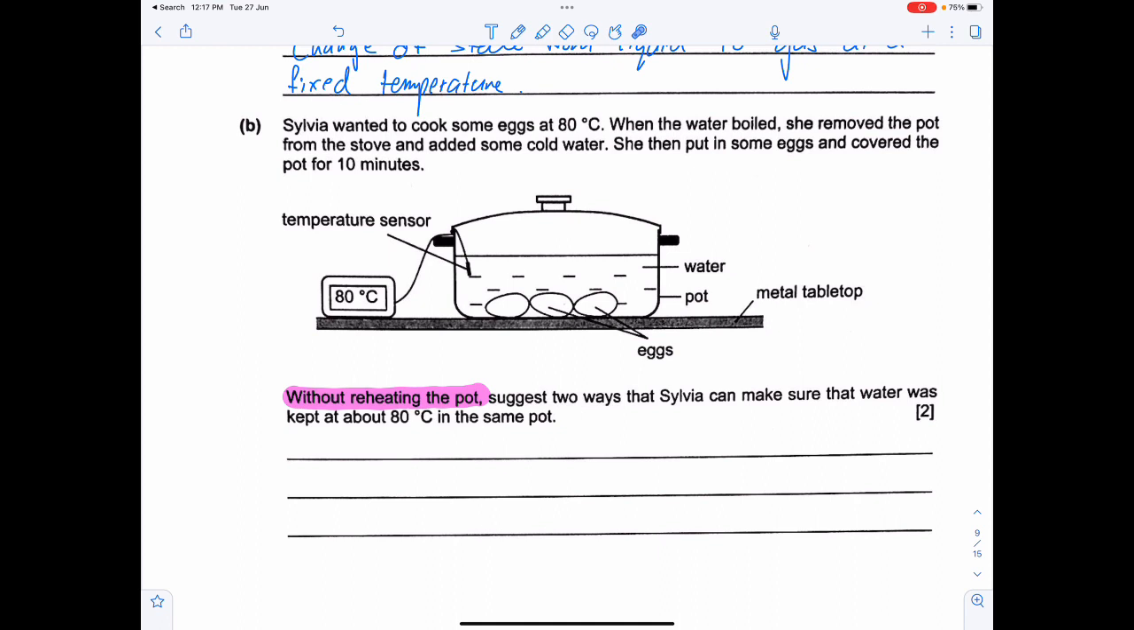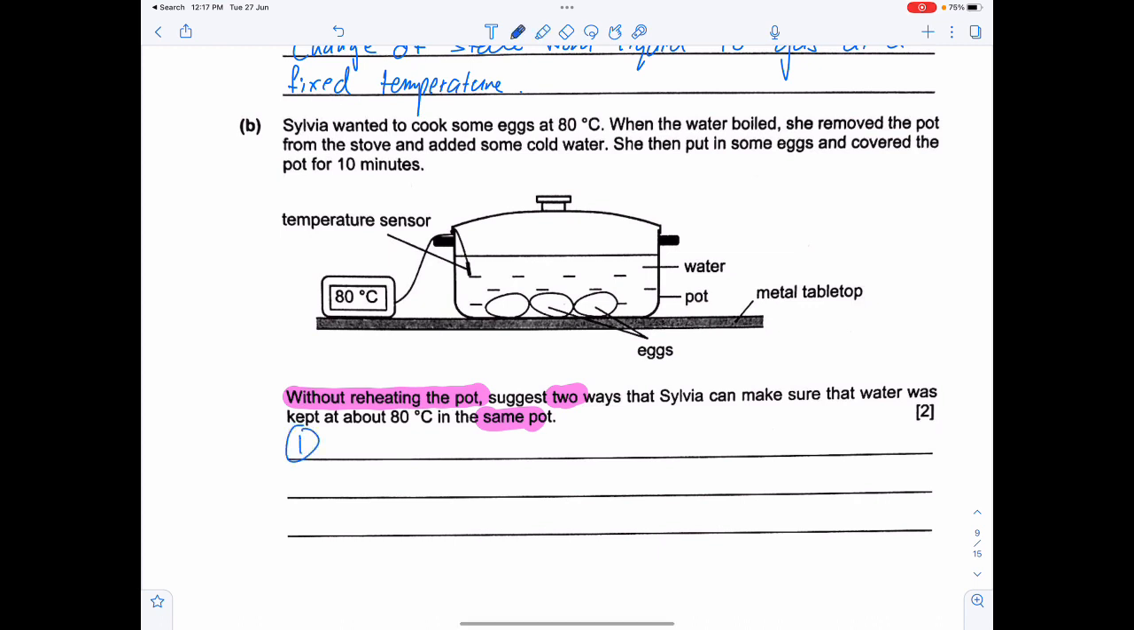Okay, suggest two ways, and they're asking for two ways. Many of you wrote one way for some strange reason. Make sure the water was kept at 80 degrees Celsius in the same pot. So you cannot even change the pot. Some of you say change the pot. This is what you all wrote. It means that you did not read the question carefully. So what are the two ways?